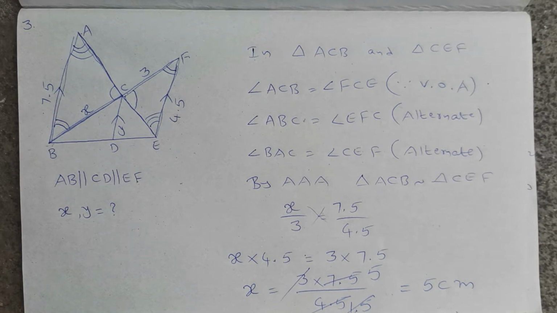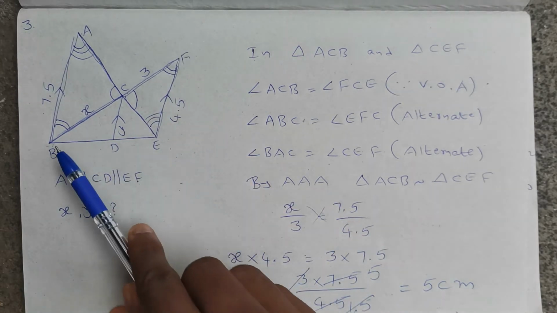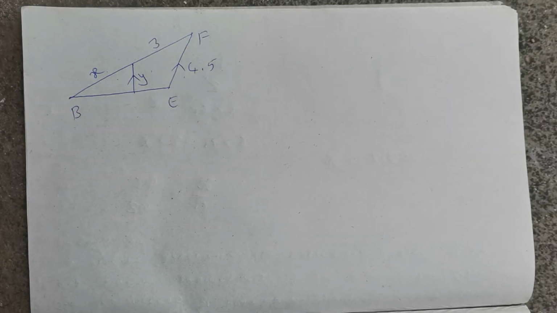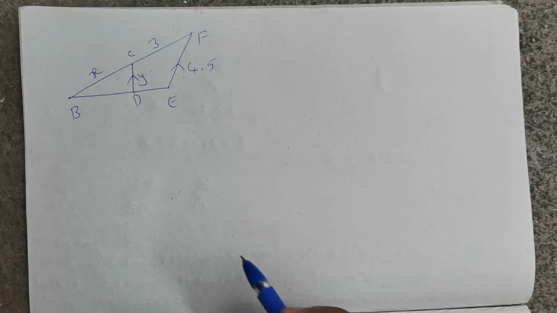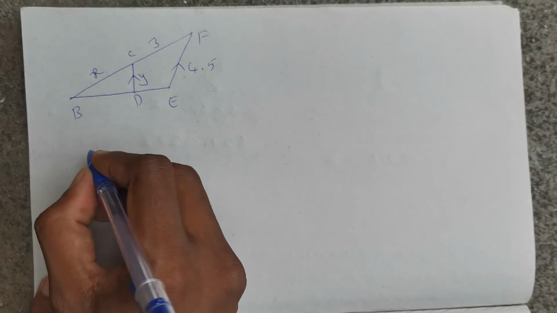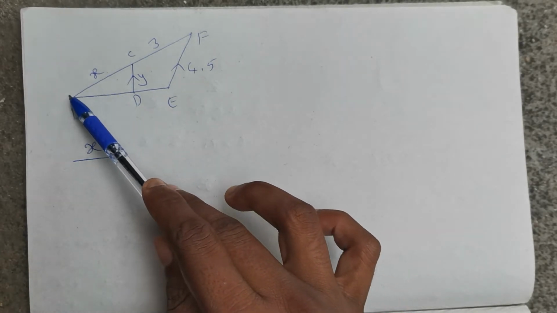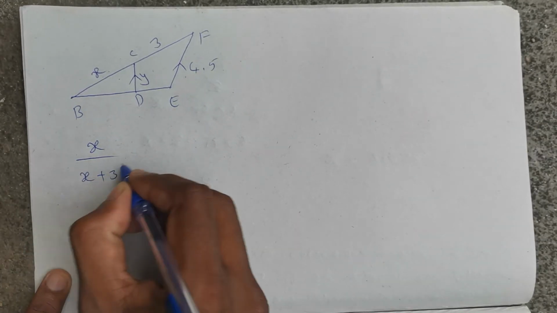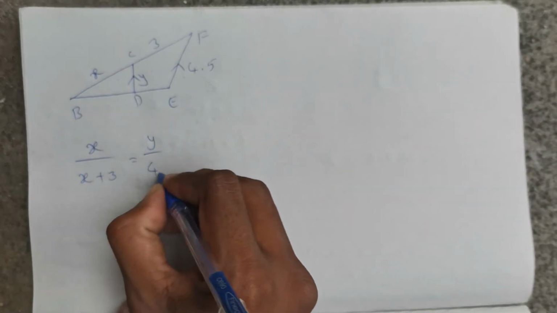Then to find the y value, I will take this BFE triangle alone. I drew the BFE triangle separately. If you observe the BFE triangle clearly, this CD line is parallel to the FE line, so we can apply the BPT here. Side of the smaller triangle x divided by side of the bigger triangle. Bigger triangle side is from B to F, so x plus 3, equals base of the smaller triangle y by base of the bigger triangle 4.5.